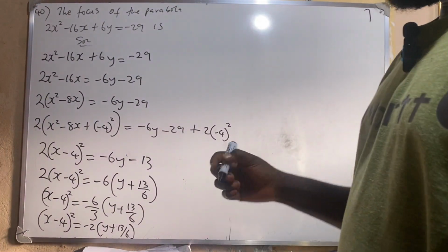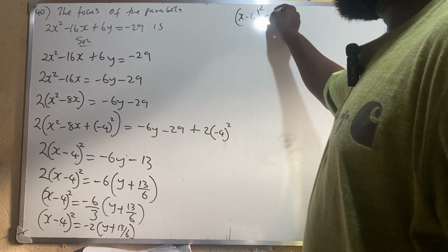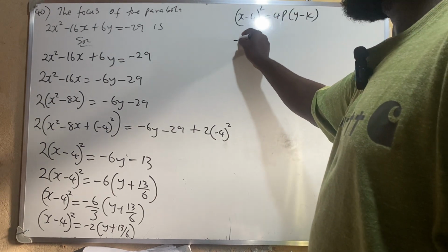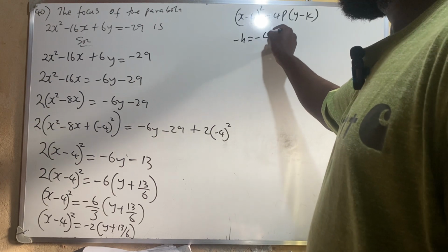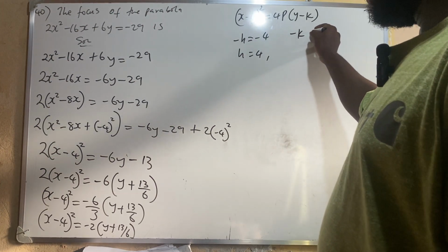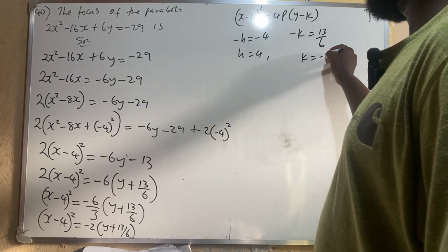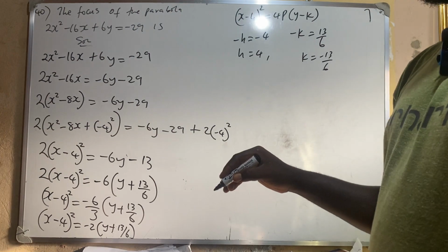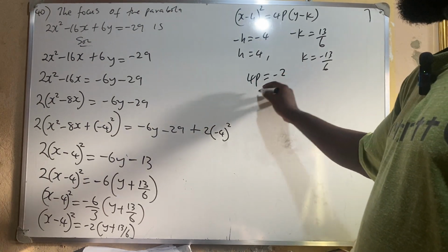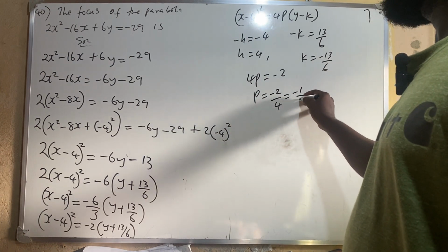So if you compare now, you have that x minus h all squared is equal to 4p in bracket of y minus k. So what does this show? That minus h is equal to minus 4, so h is 4. Minus k is equal to 13 over 6, so my k is now minus 13 over 6. My 4p is equal to minus 2, so my p will now be minus 2 over 4, which is minus 1 over 2.